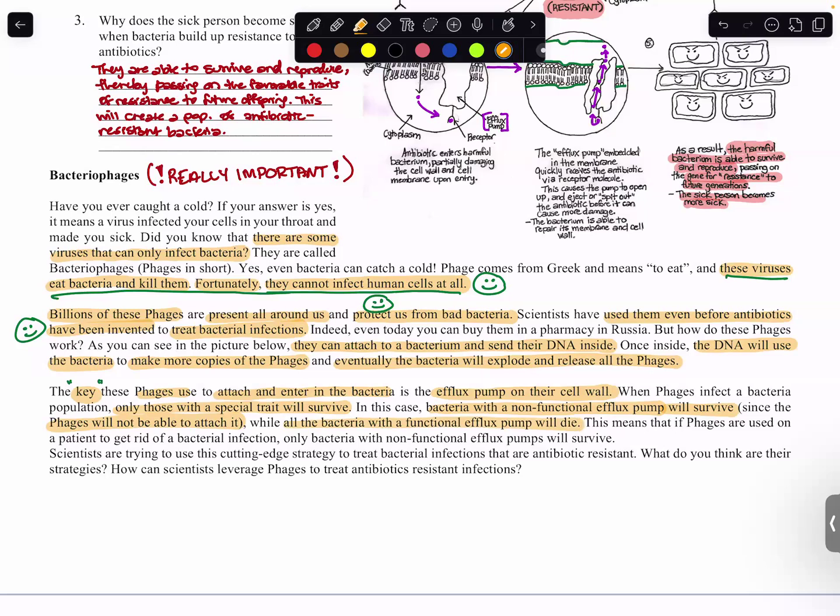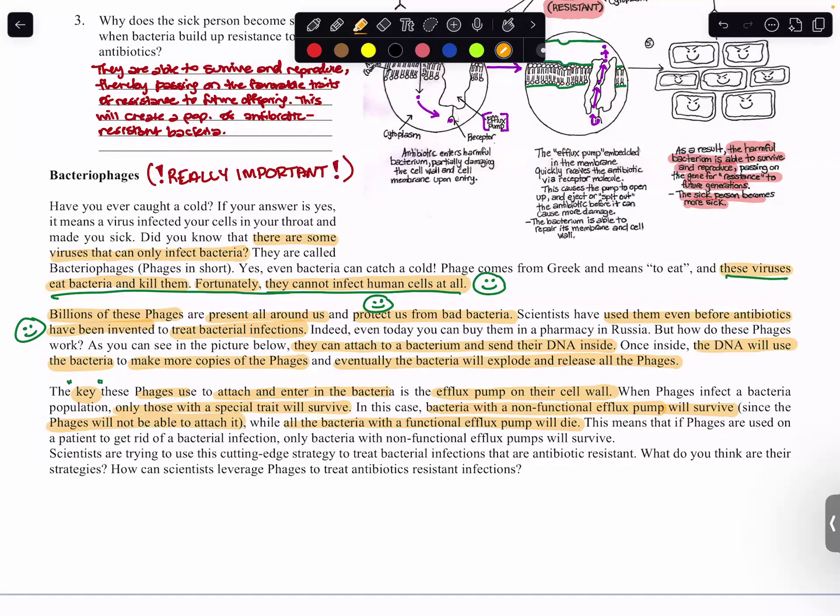So the efflux pump is great. Why? Because again, it gets rid of those antibiotics that we are using to try and kill them. And it's saying, haha, you won't kill me now. But the phages are saying, haha, if you have an efflux pump, I can kill you, even though the antibiotics cannot, because I can attach to you, right?